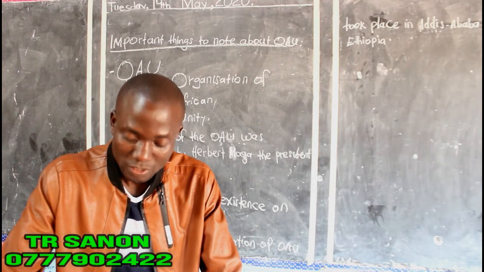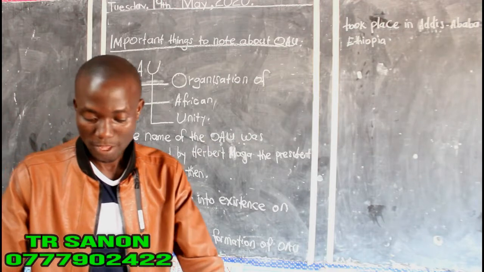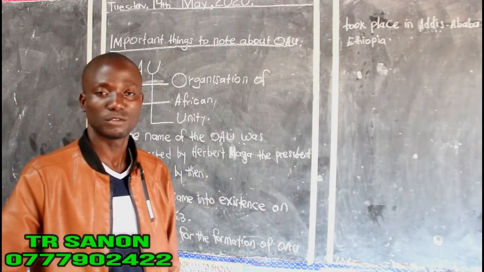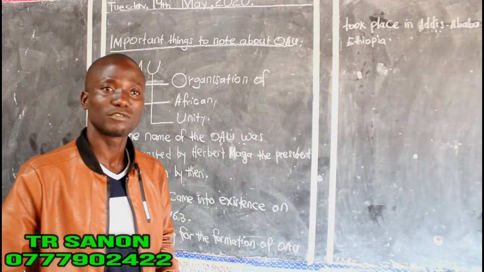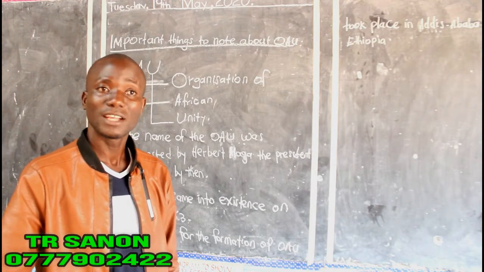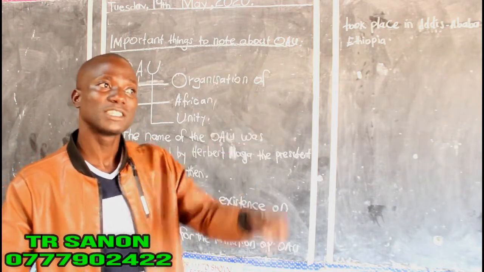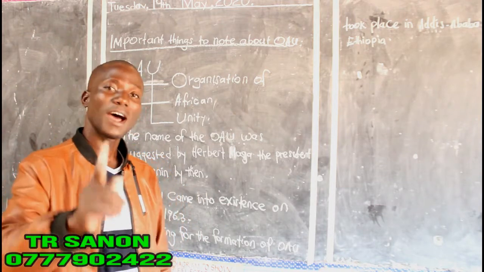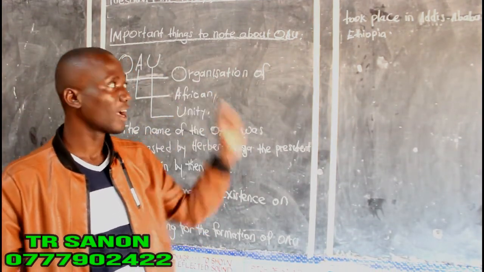Another important thing as far as the OAU is concerned is that the meeting was chaired by Emperor Haile Selassie, the leader of Ethiopia by then, and therefore he became the first chairman of the OAU. In their charter, there was a provision that the leader of the host country automatically became the chairman of the organization. And it is still the same with the AU currently. The country where the meeting of the organization takes place in that year becomes the chairman. So Emperor Haile Selassie became the first chairman of the OAU simply because the first meeting took place in his country, in the city of Addis Ababa, Ethiopia.